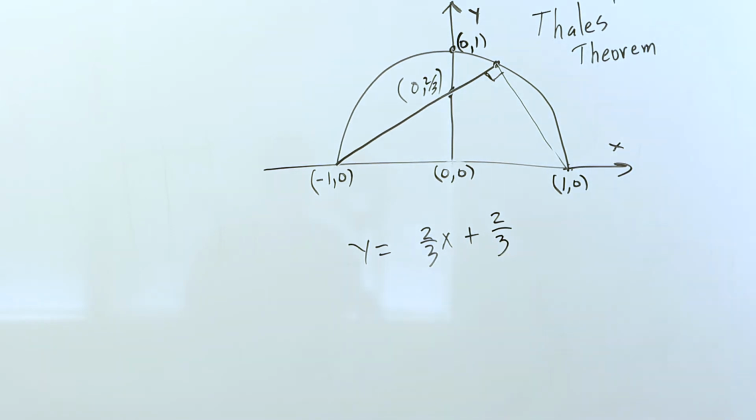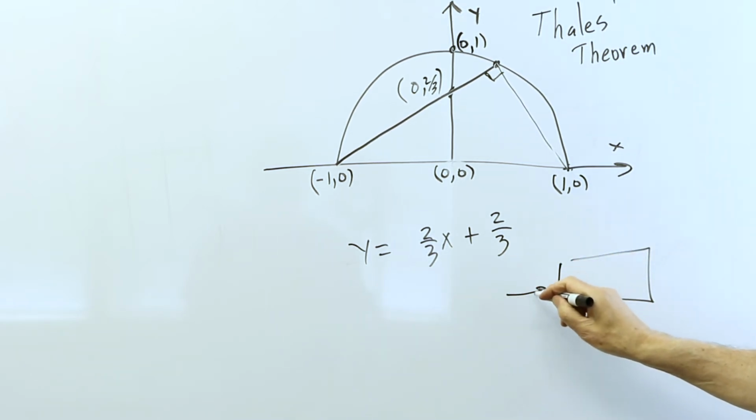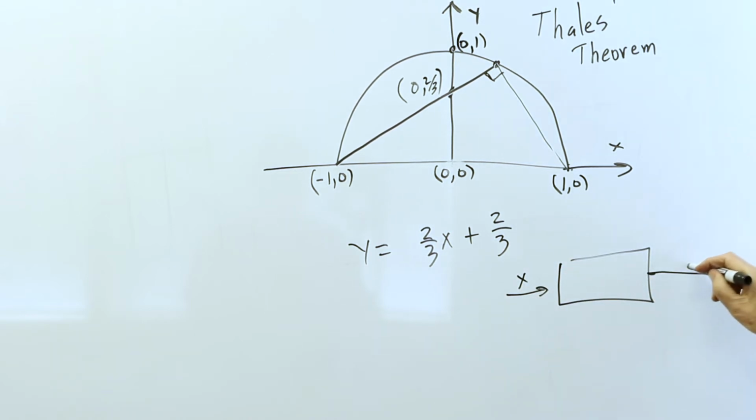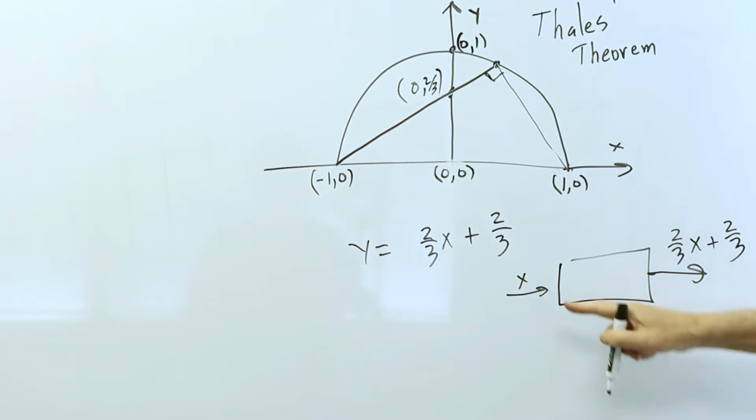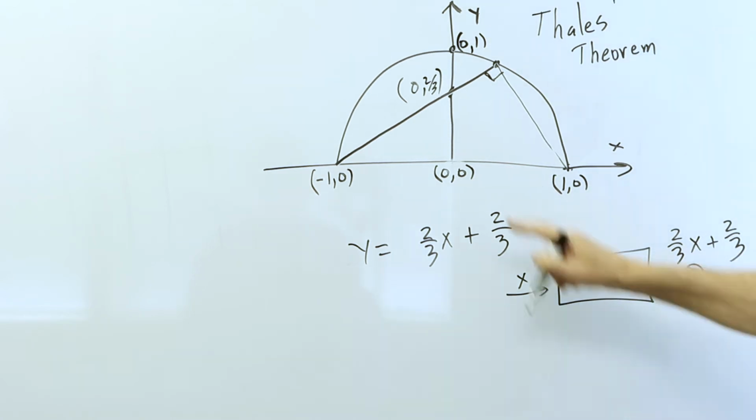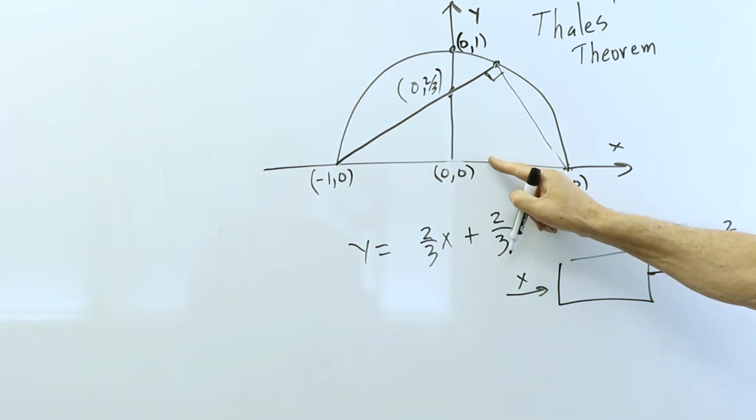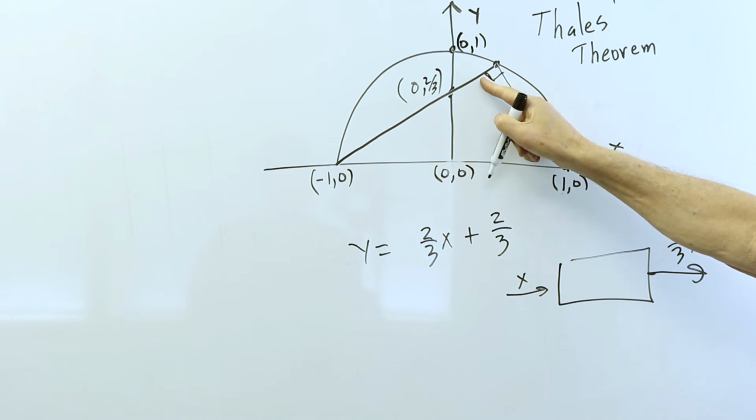So what does that mean? That means if you think of a function as an input-output thing, we have an input x going into the function machine. 2/3 of x plus 2/3 comes out. So whatever goes in gets multiplied by 2/3, and then 2/3 gets added. Pictorially, if this little distance is your input, this distance is your output.